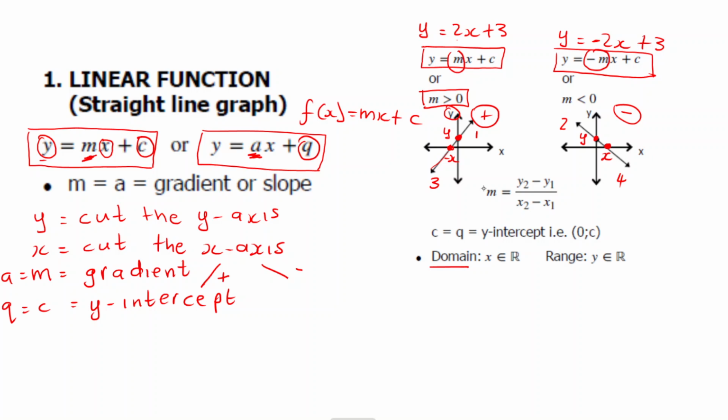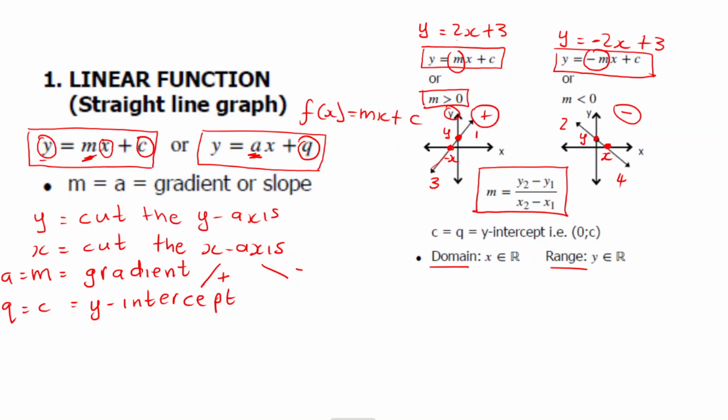Now there is a concept of the domain and the range. Don't forget your formula for the gradient is always the gradient equals y2 minus y1 over x2 minus x1. We did this in the previous video, so I'm not going to explain the gradient any further. I'm just going to explain the domain and the range, then we do a few examples on the straight line graph.